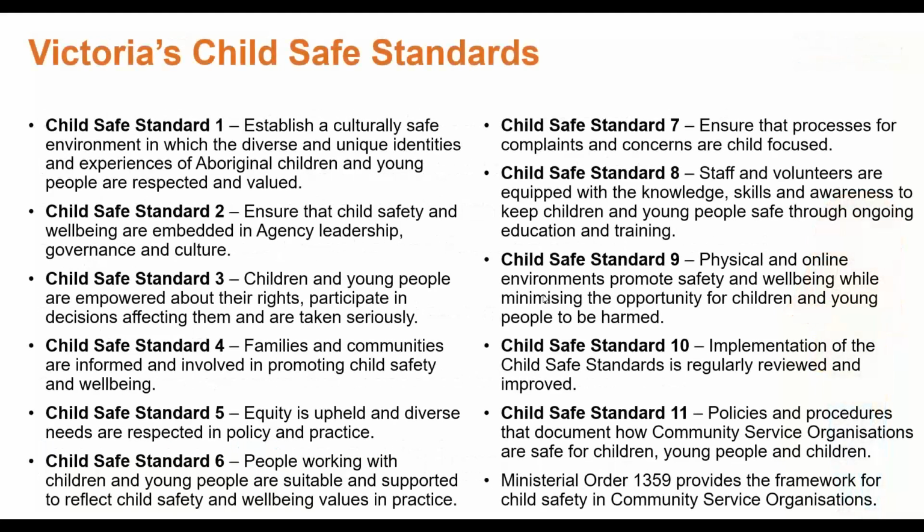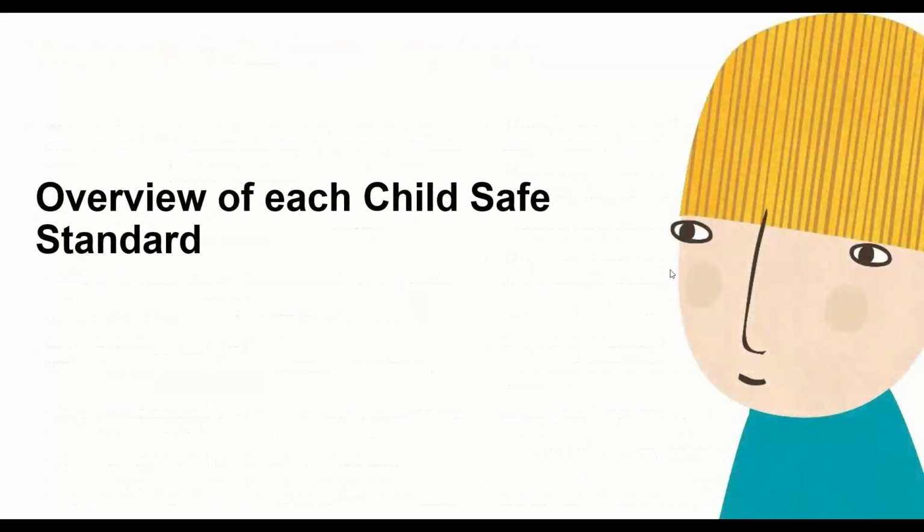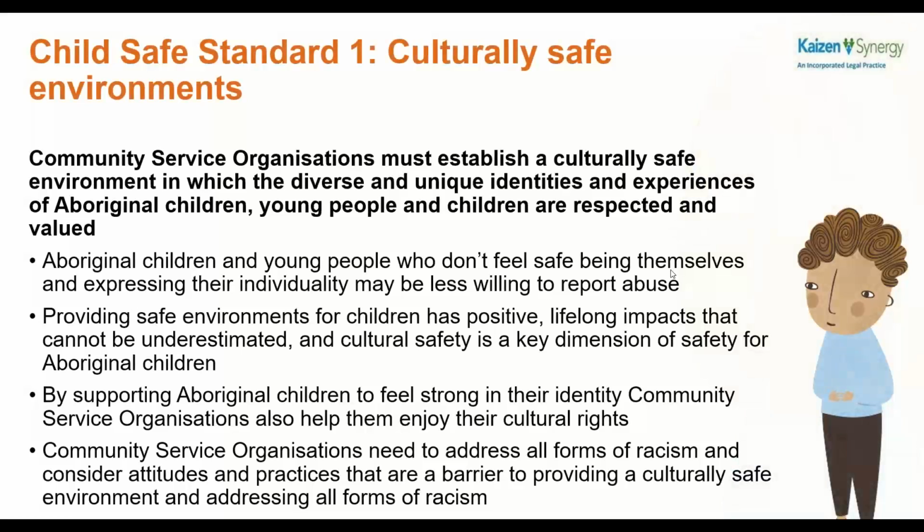And how this is actually done can be seen right across your policy documents within your agency. Now, there are 11 different standards that your agency does need to meet. And how the training is actually divided up is to ensure that different personnel in different parts of your agency cover off different standards as well. So we do have other training for volunteers, and we do have other training for board members as well. So let's have a look at an overview of each of the child safe standards.